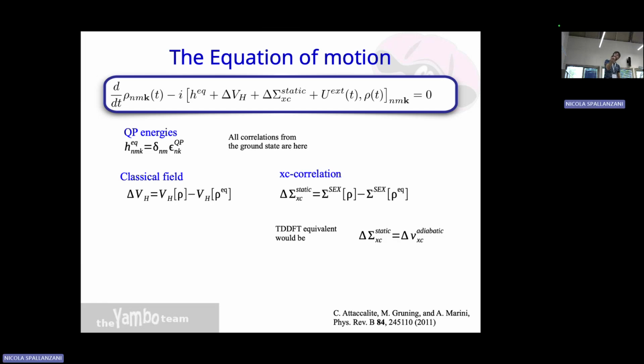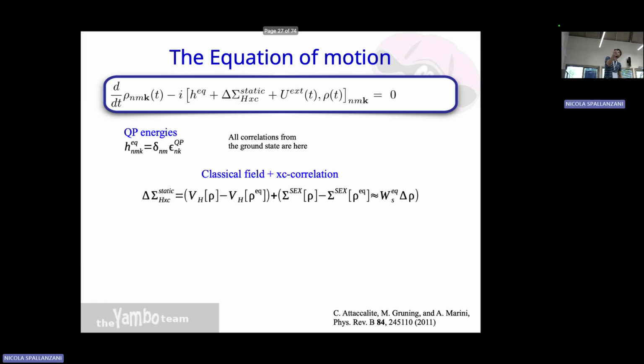And then the exchange-correlation self-energy, as we said, in principle we can take any static self-energy. In practice, we use the statically screened exchange self-energy. We can take the difference with respect to the equilibrium case. And in compact form, we can sum the two together: the variation of Hartree plus the variation of the screened exchange. The variation of the screened exchange can also be written as just the statically screened W times the variation of the density matrix.